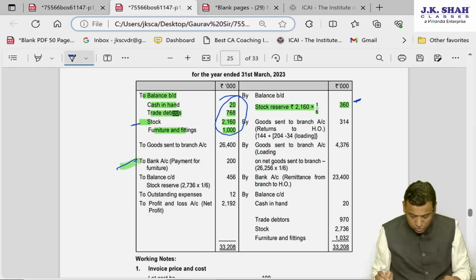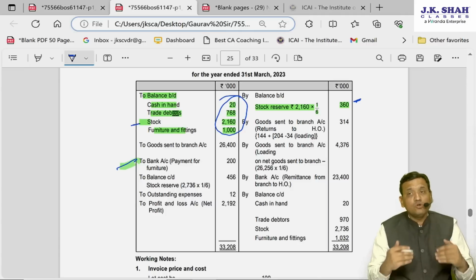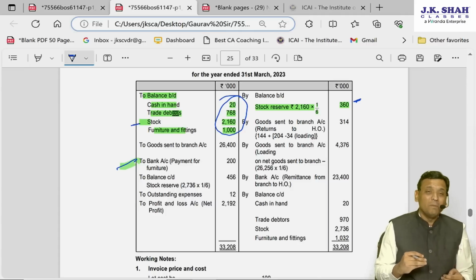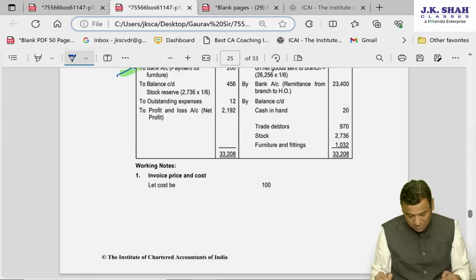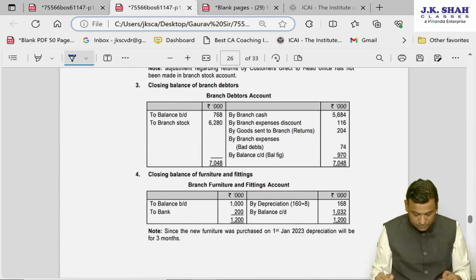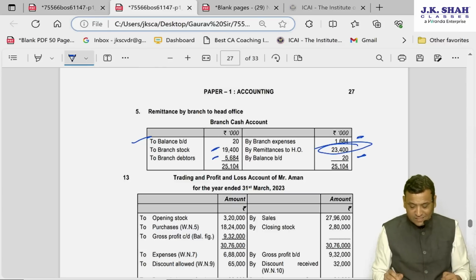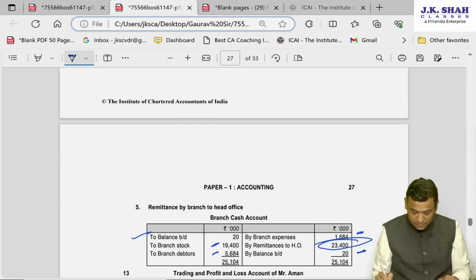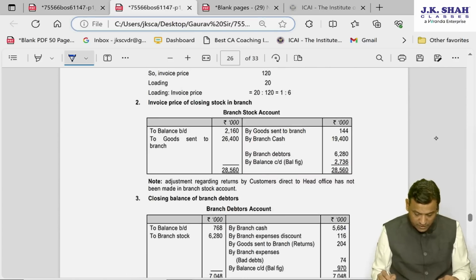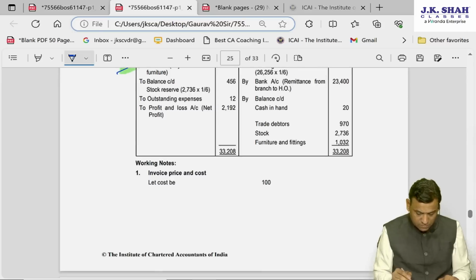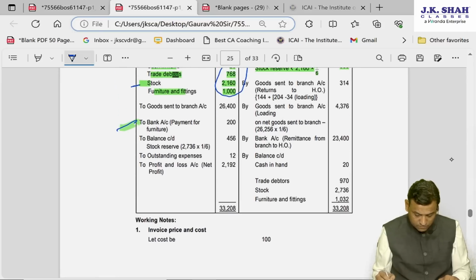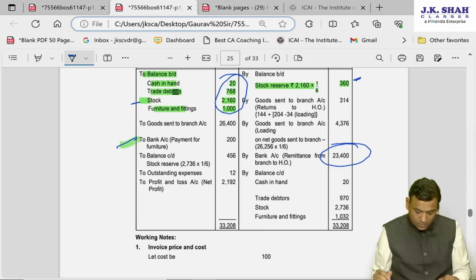Thereafter, what are we supposed to do? Sir, we got remittance. How did you come to know about remittance? For that, we have to make branch cash account and some other accounts also, which is nothing but this. Branch cash account, opening balance and closing balance has to be same. You sold, you received money, branch expenses 23,400, and the balancing figure is nothing but the remittance made to the head office. So that amount we have written here. Done.